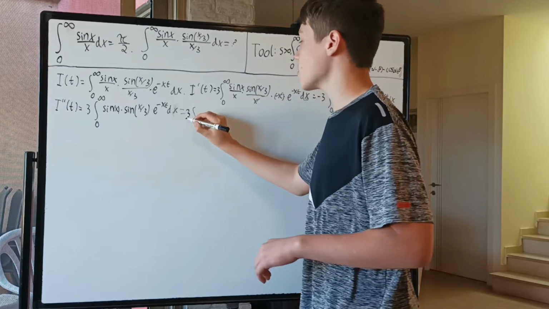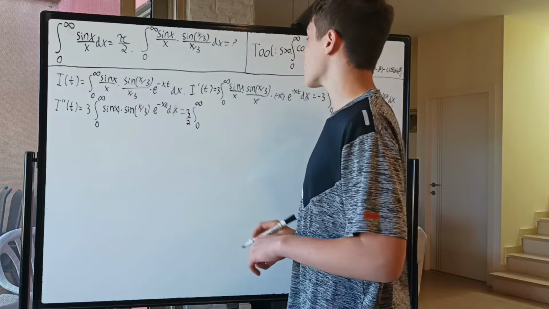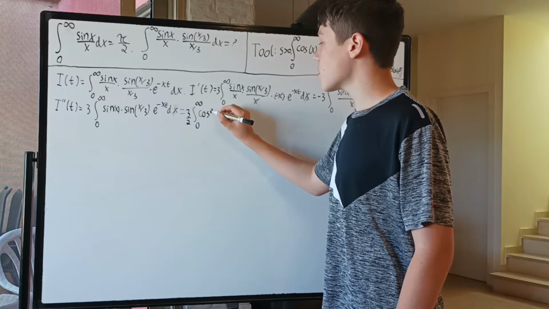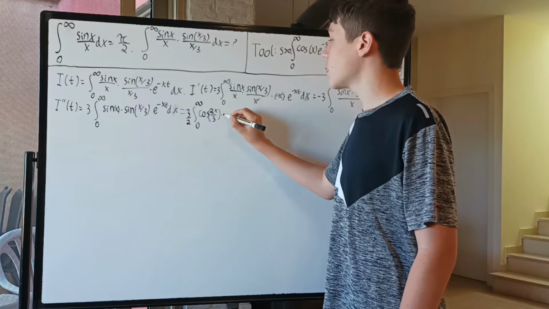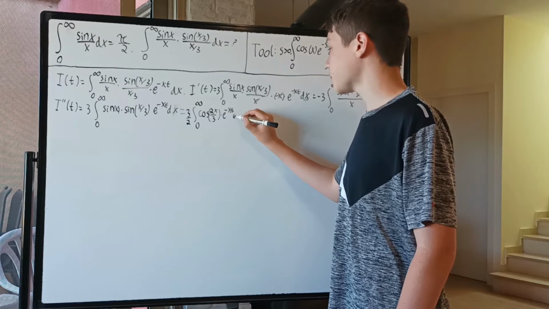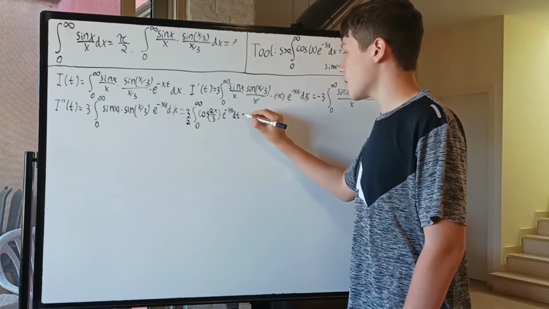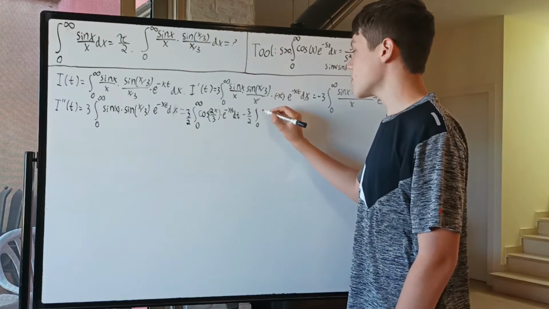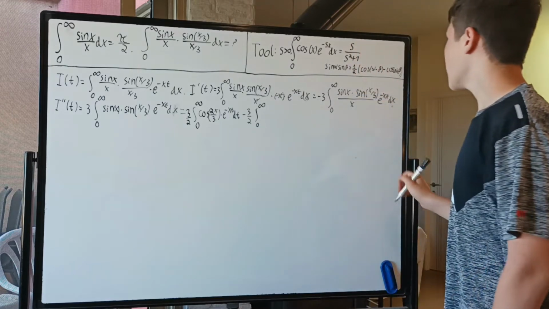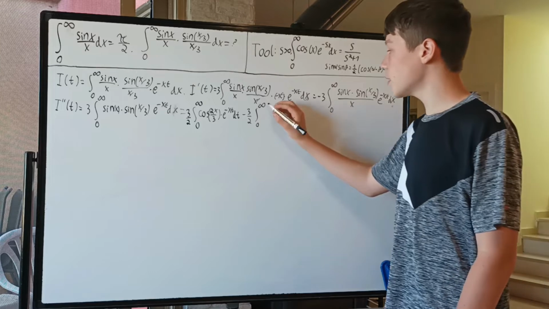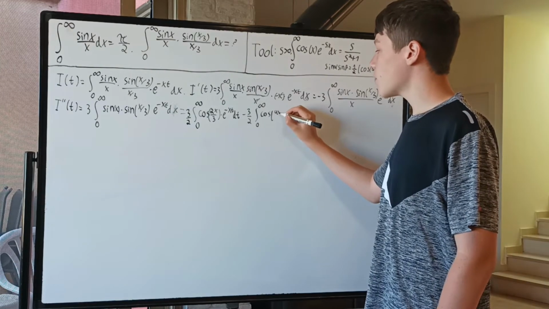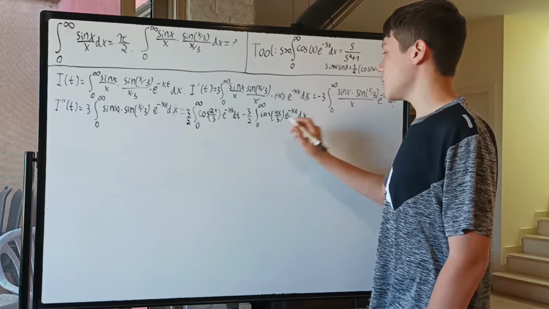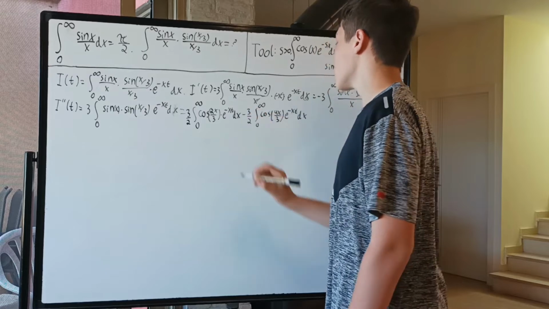So I'll have 3 times, and now I'll already take this half out, so I'll have 3 over 2, then the integral from 0 to infinity. x minus x over 3 is 2x over 3. This is cosine 2x over 3 times e to the negative xt dx. Then minus, I'll already separate the integrals, 3 over 2 times the integral from 0 to infinity. Here we'll have cosine of x plus x over 3, that's cosine 4x over 3 times e to the negative xt dx. Again, I should write here dx, not dt.